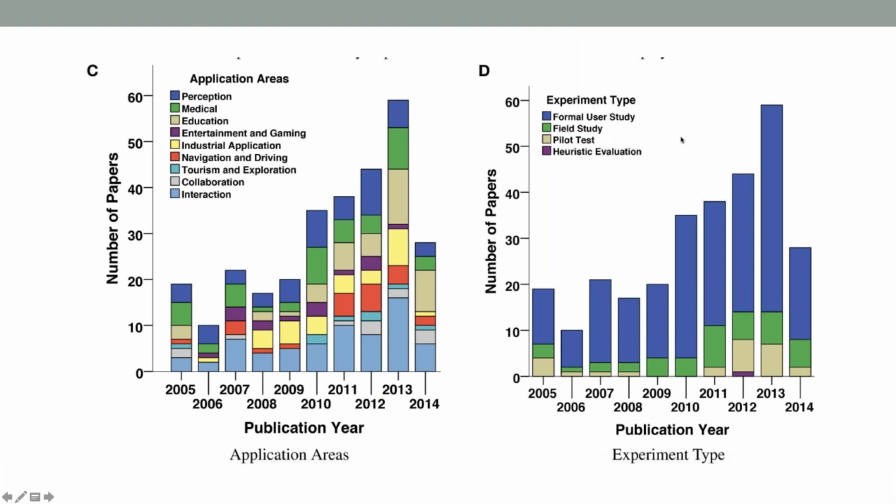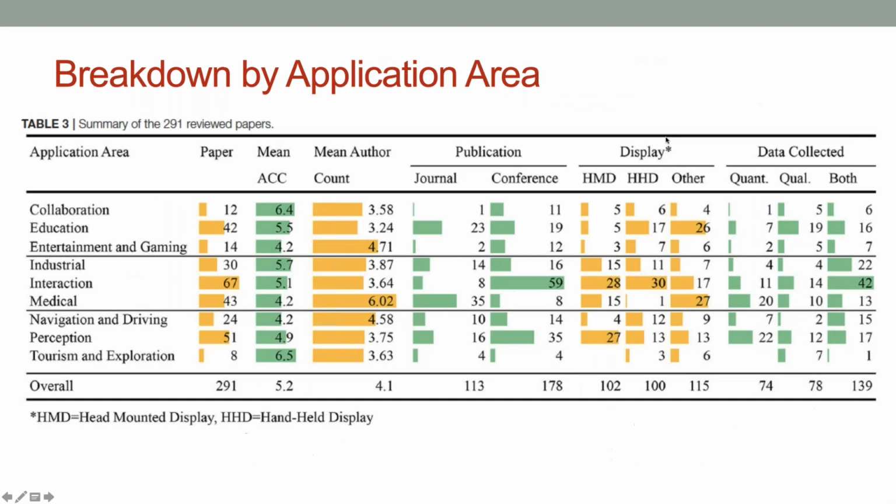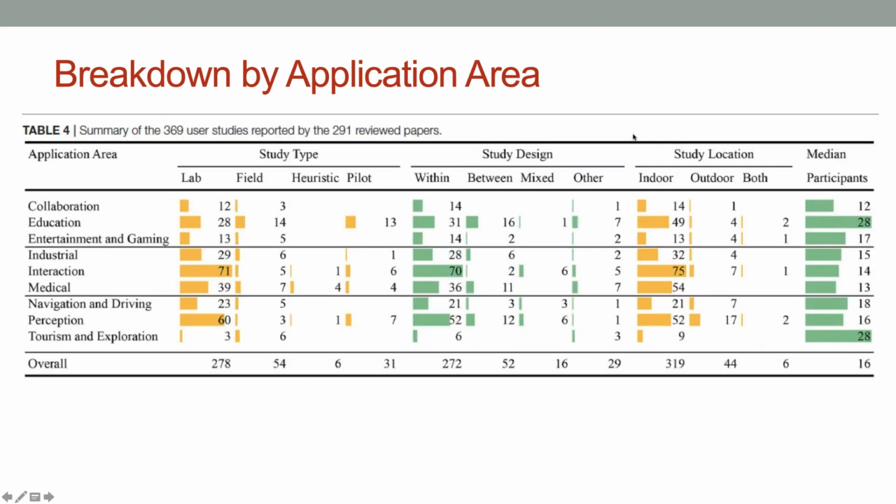And we have some other tables that talked about the average size of subjects in the pool and the numbers of studies that use different display conditions and so forth. So I won't go through all of that, but I highly recommend you read the paper.